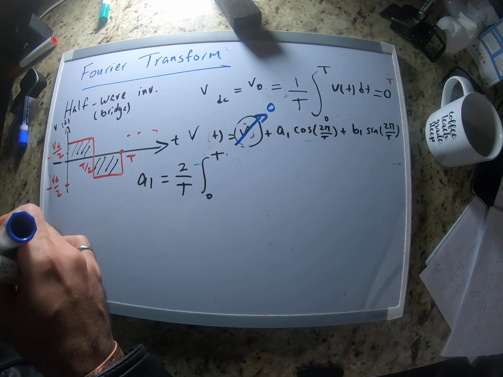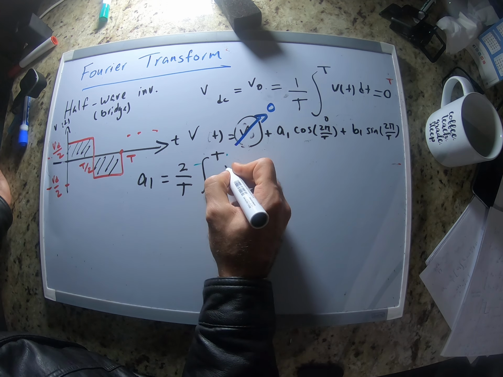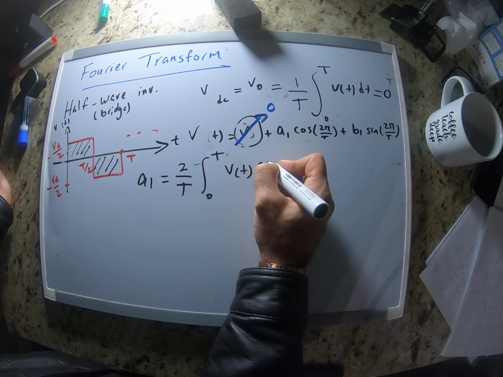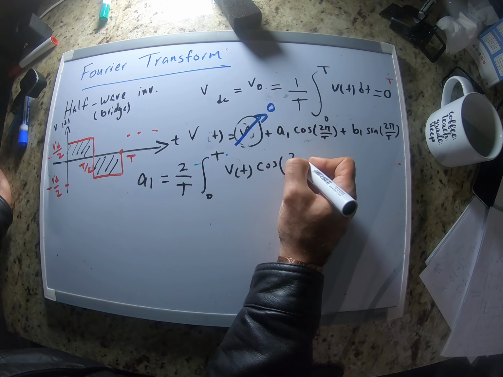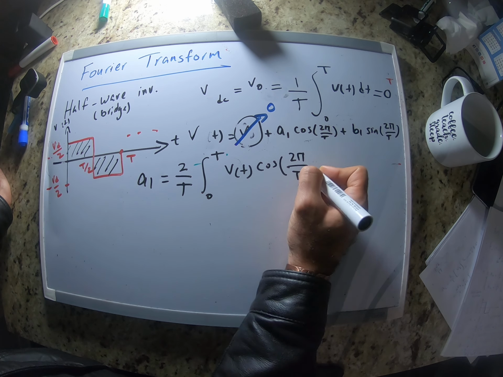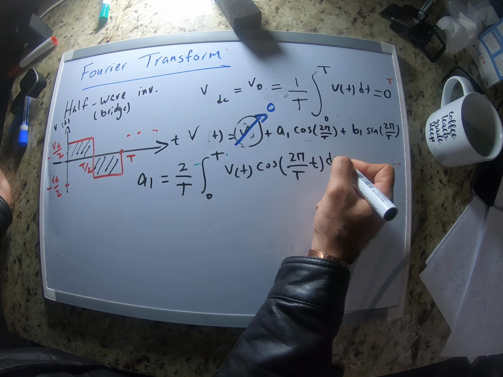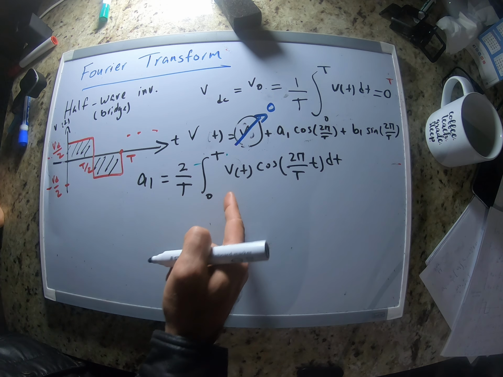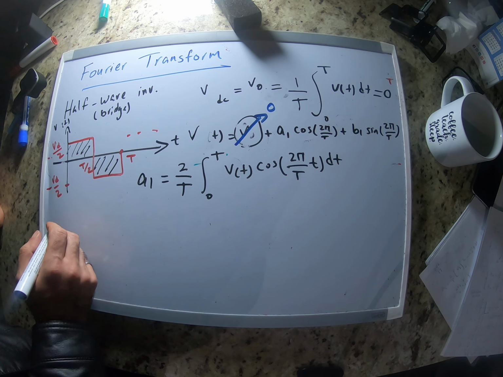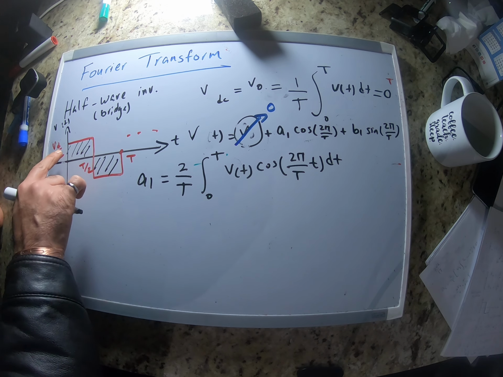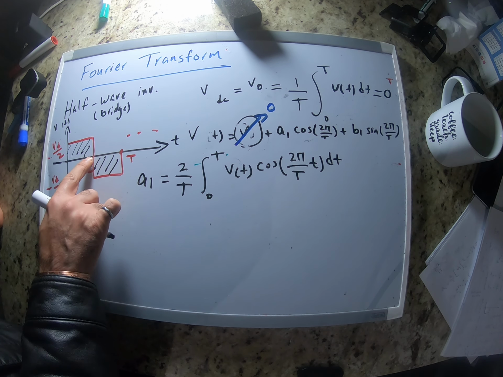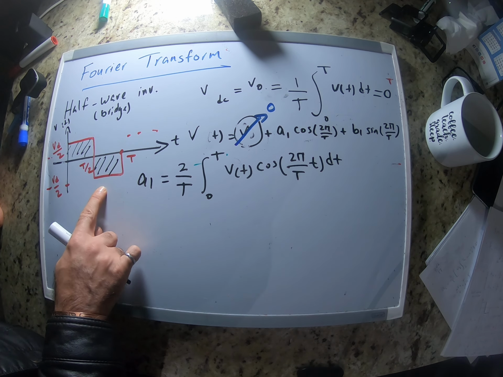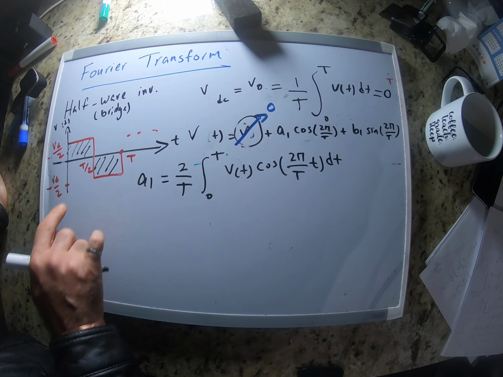So A1 is the integral of v of t times cosine of 2 pi over T times t dt. Okay. So my signal is constant for half period. It's Vd over 2 and negative Vd over 2 for the second half.